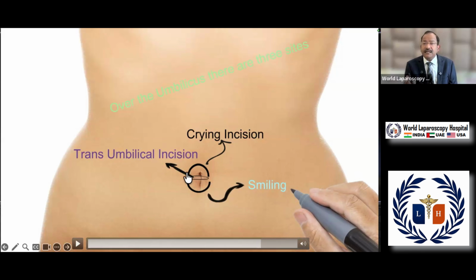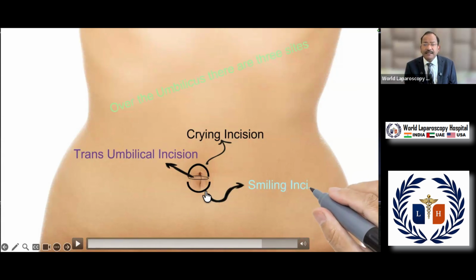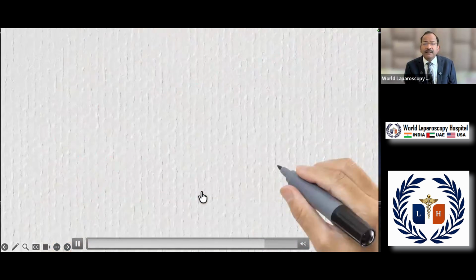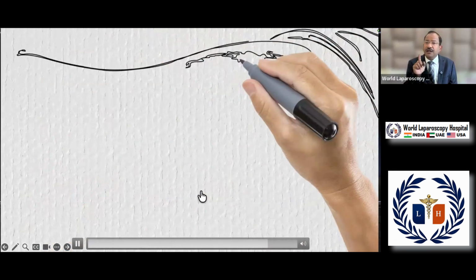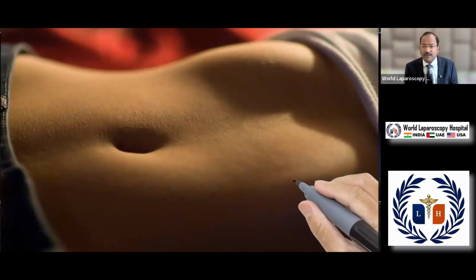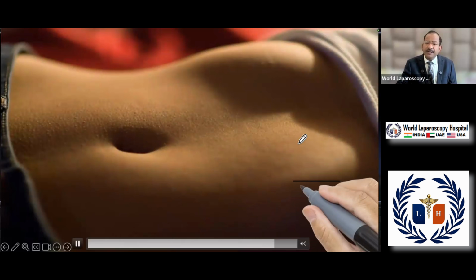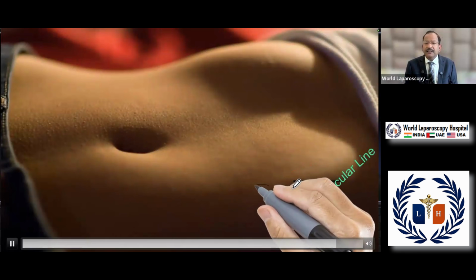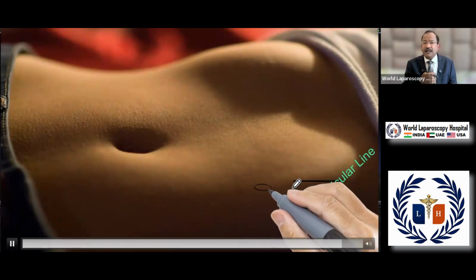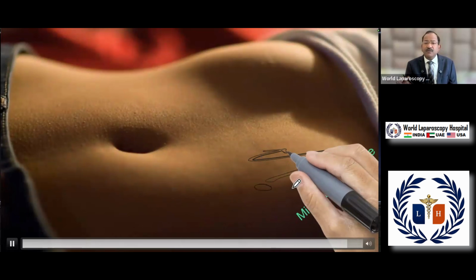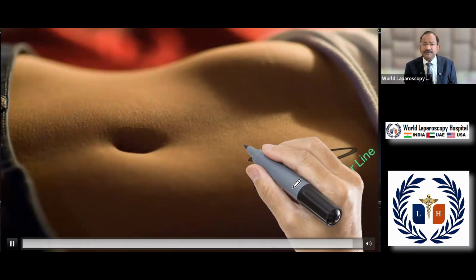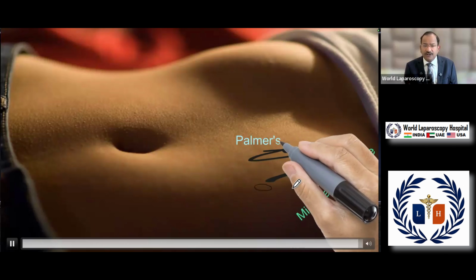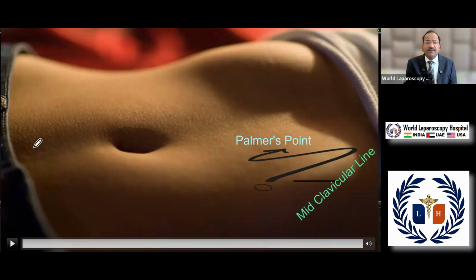Remember, superior crease does not mean supraumbilical. Inferior crease, a smiling incision, does not mean infraumbilical. All the 3 are umbilical, and last is Palmer's point. Palmer's point is 2 to 3 centimeter below the costal margin in the mid-clavicular line. Palmer's point is the most attractive site for the primary port position wherever midline is not possible.